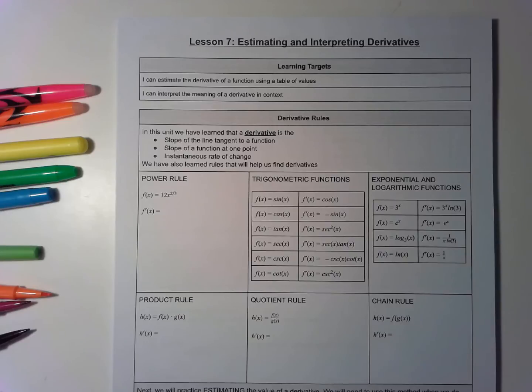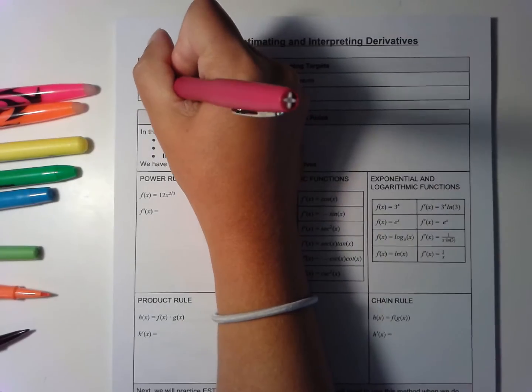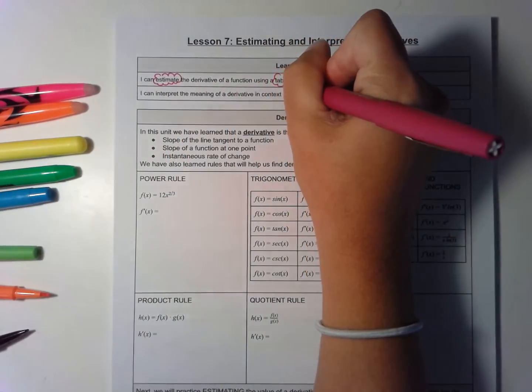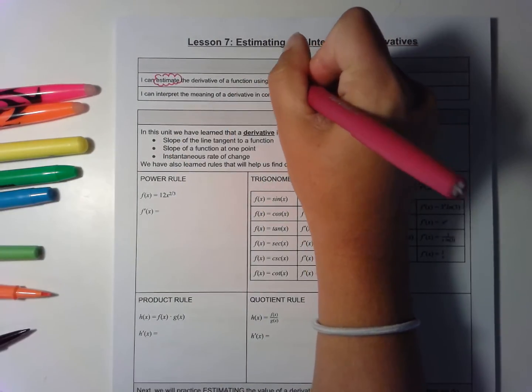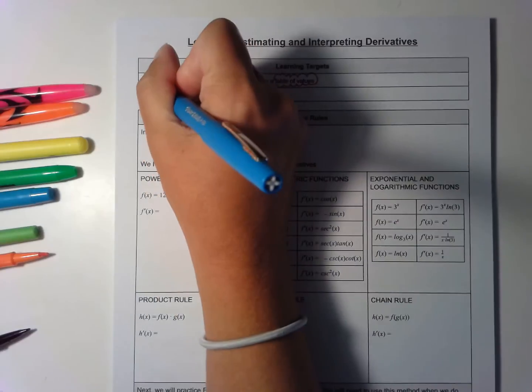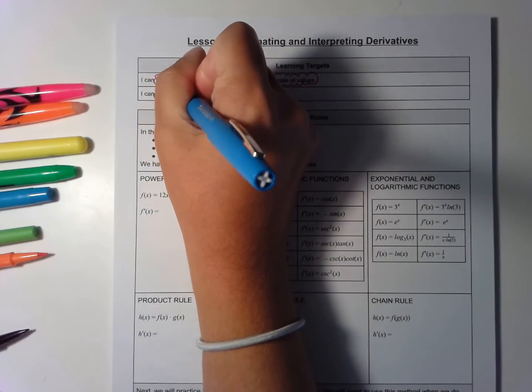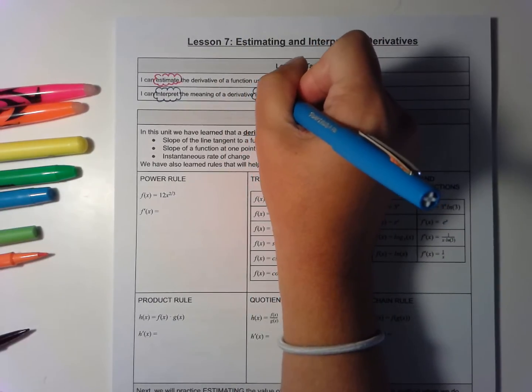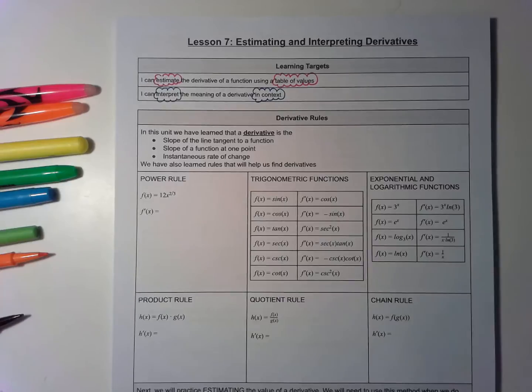Hi everybody. So in today's video, we're going to be learning Unit 2, Lesson 7, which is about estimating and interpreting derivatives. So our two learning targets for today are: I can estimate the derivative of a function using a table of values, and I can interpret the meaning of a derivative in context. So what does it mean in that particular scenario?